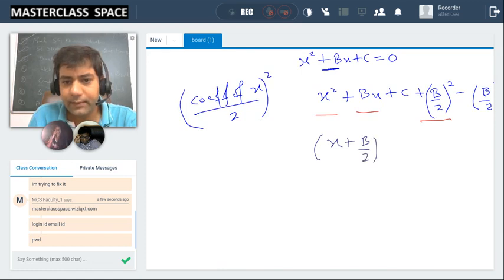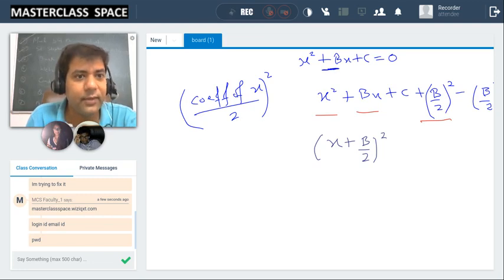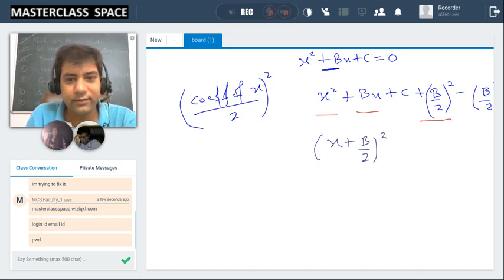Can you expand this x plus b by 2 whole square? A plus b whole square: a square plus b by 2 whole square plus 2 into x into b by 2, which is b into x. You get the same thing? Got it? That is our aim, my dear friends, to make it a square. That's why we are doing it. Are you getting what I'm doing? Ayushi? Yes. Now you got what I'm doing.